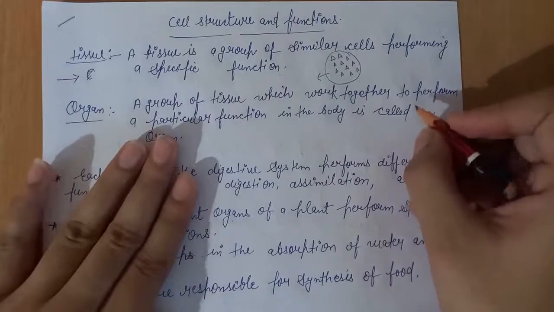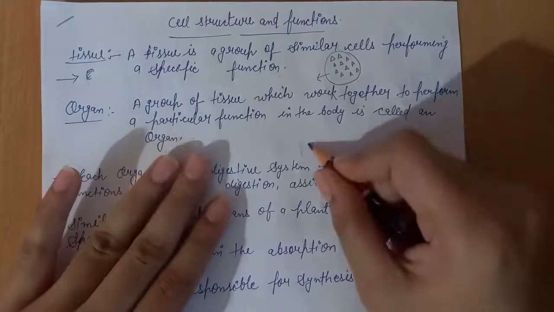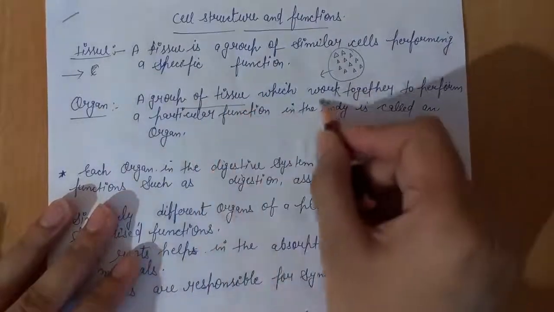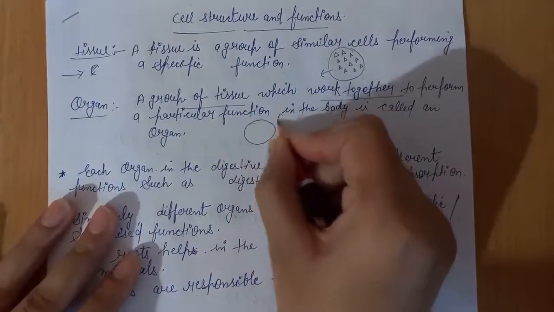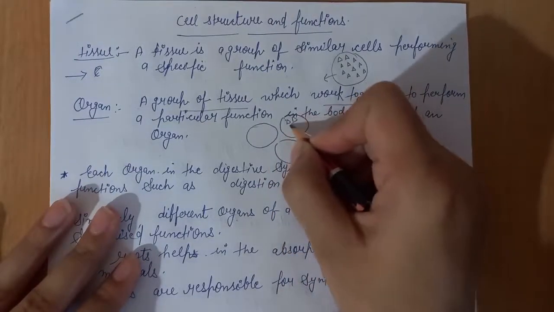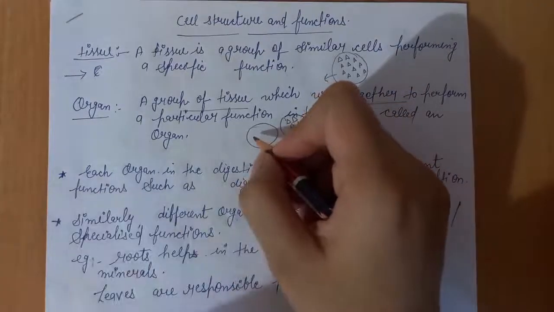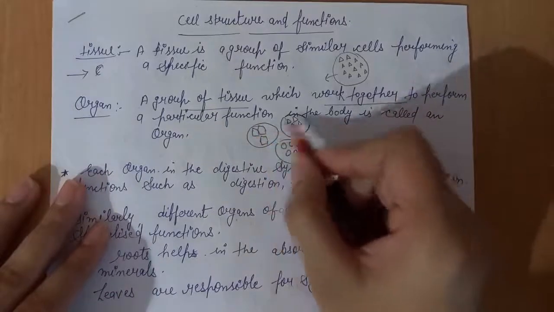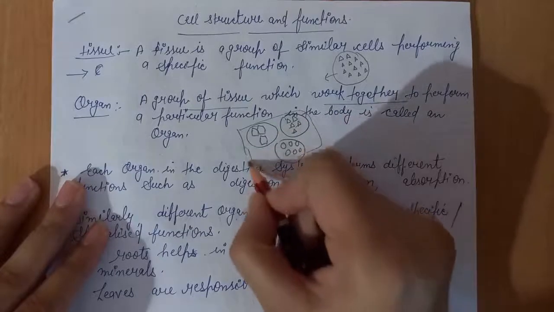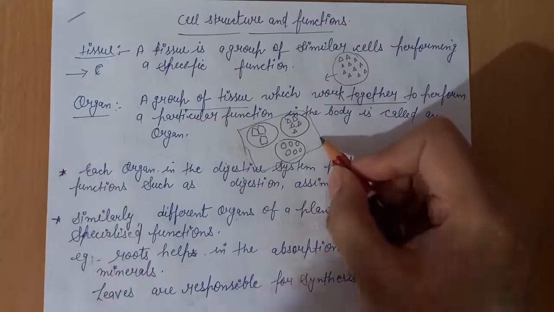A group of tissues which work together to perform a particular function in the body is called an organ. So here I take three types of tissue in which similar cells are present, and these make an organ that performs a particular function.